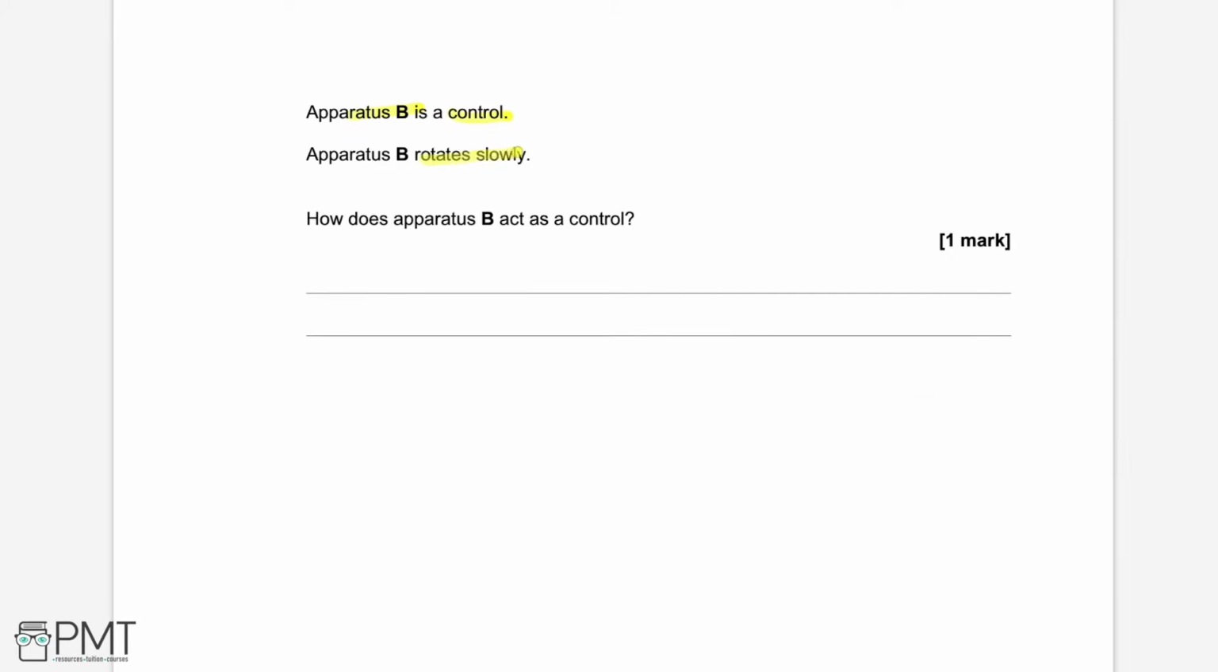Apparatus B is a control. Apparatus B rotates slowly. How does apparatus B act as a control? Well, we're thinking about the effect of gravity on the direction and size of root growth. So let's think about the effect of gravity on the seedlings when it rotates.